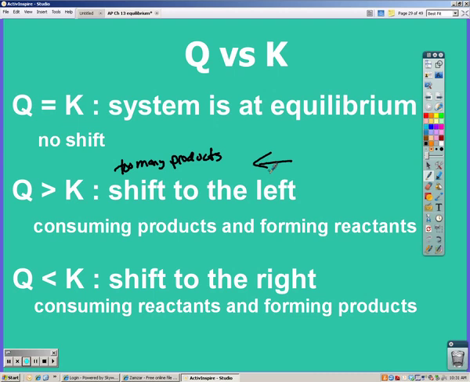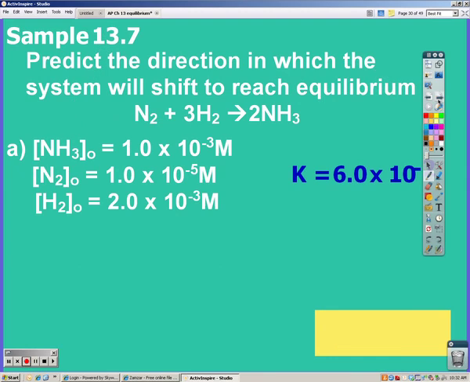If my Q isn't as big as K, so my Q is smaller than K, I don't have enough products. In other words, I have too many reactants. So it's going to shift to the right, consuming those reactants and making more products. So you don't have to memorize these three if you just remember the larger the value of Q or K, the more products you have. K is a constant, it doesn't change. Q changes depending on how much we have initially. So the bigger the Q, the more products we have.